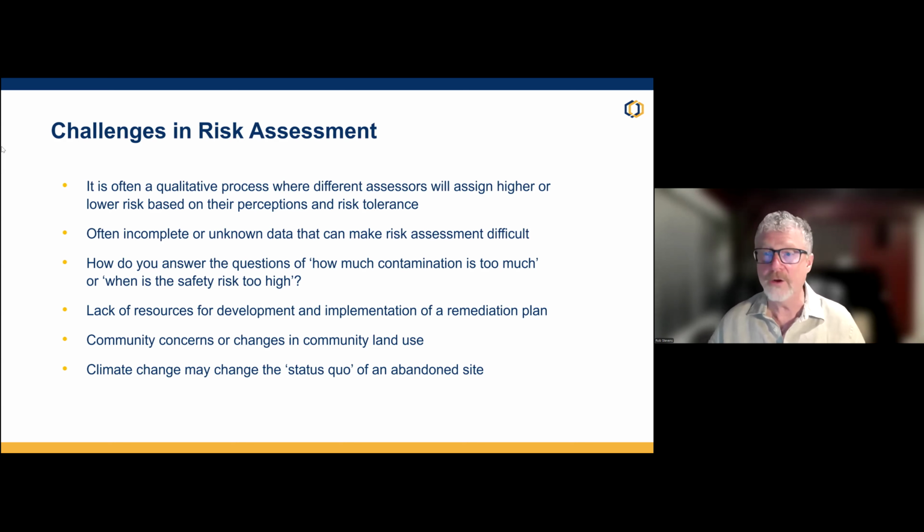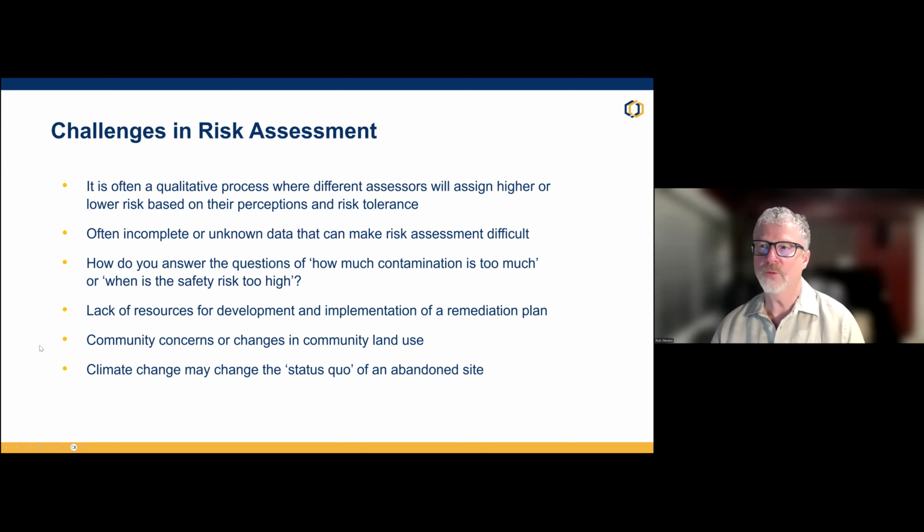We're often dealing with incomplete or unknown data that can make the risk assessment difficult. Of course, the more information you have, the better your risk assessment is going to be. You have questions like how much contamination is too much, or when is the safety risk too high? Those are questions that are not always black and white and can create challenges in a risk assessment. There can be, obviously, a lack of resources for doing a risk assessment to start with, and certainly to develop and implement a remediation plan. Community concerns and changes around a community can be a concern. And also we have to consider climate change, because our status quo or typical ways of approaching abandoned sites may not be effective as we go forward with issues related to climate change.